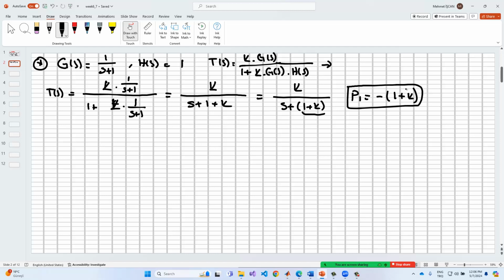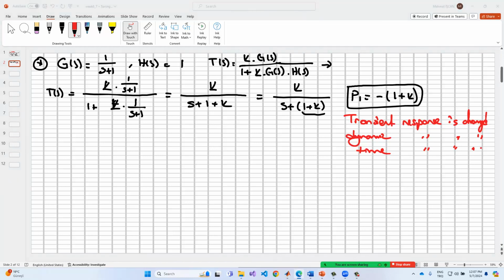Okay? So, what's the conclusion of these terms? These terms state that the transient response, or the dynamic response or the time response, is changed in here. Okay? In the closed loop transfer function.